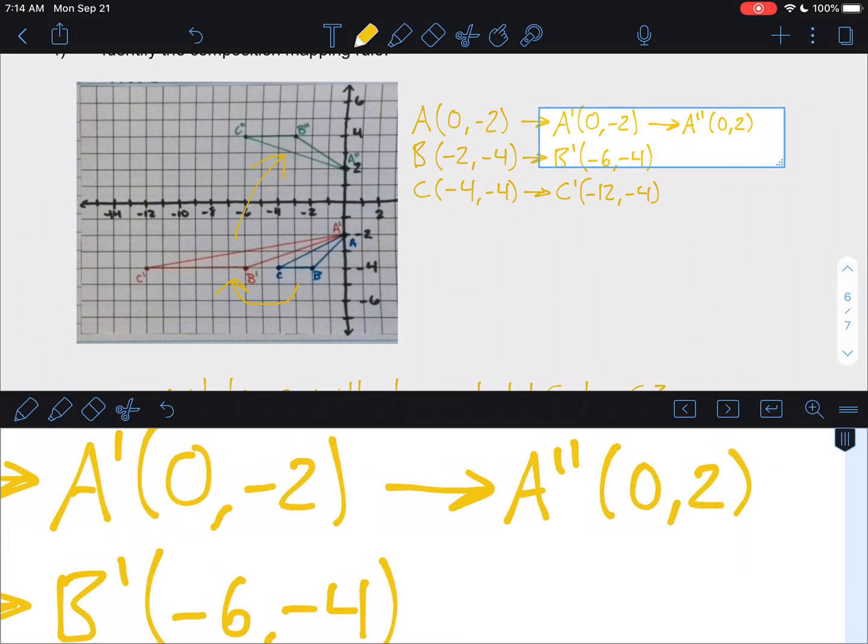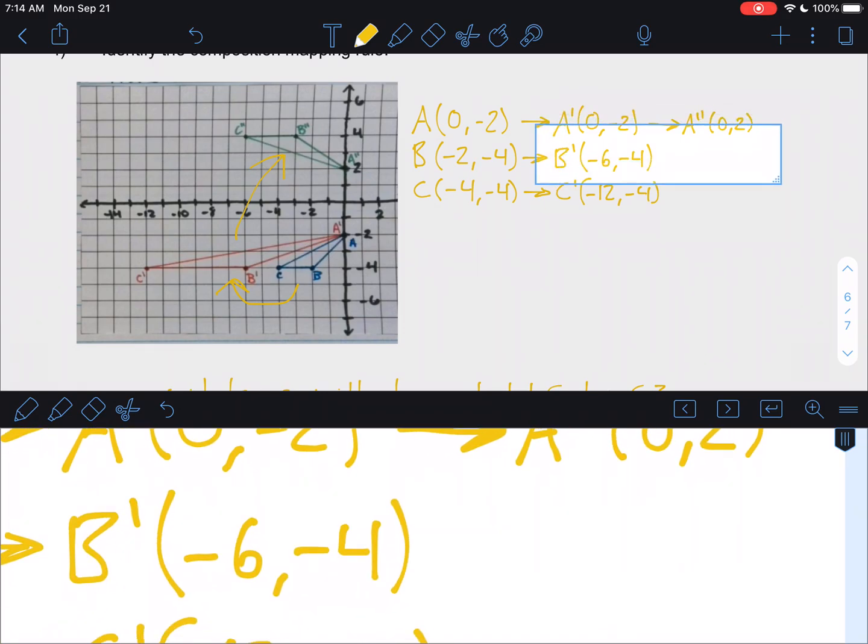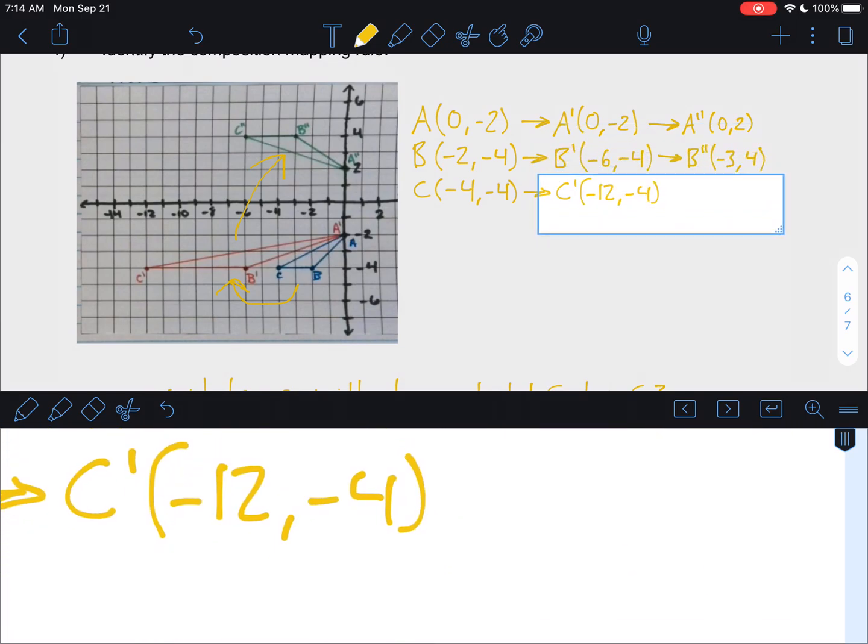All right, B prime to B double prime. So it goes from (-6, -4) to (-3, 4). And then from C prime to C double prime, C prime is at (-12, -4), and C double prime is at (-6, 4).